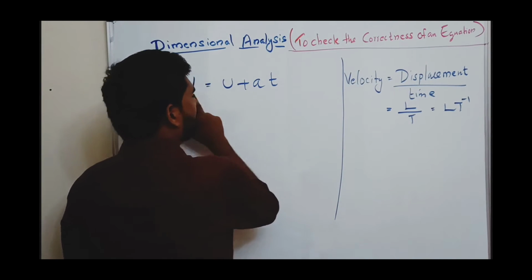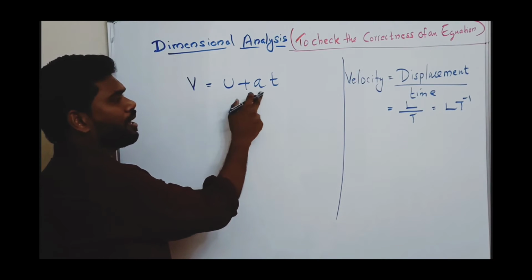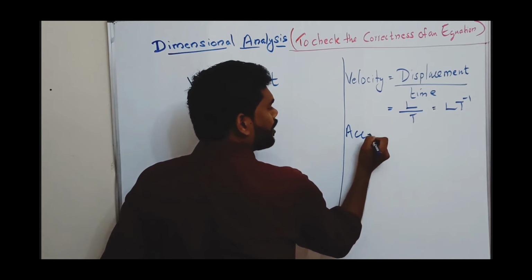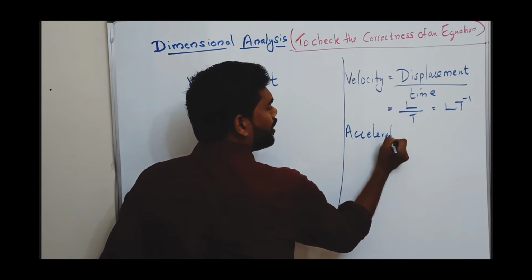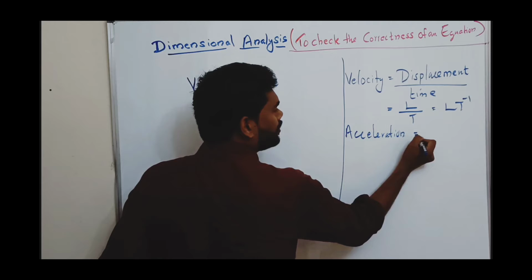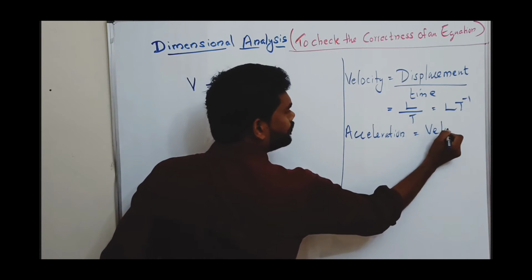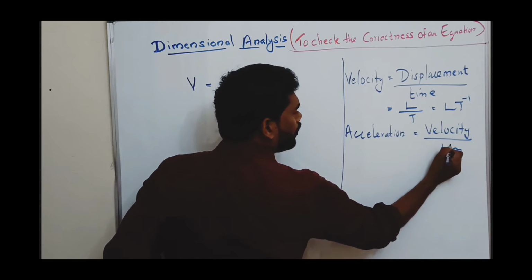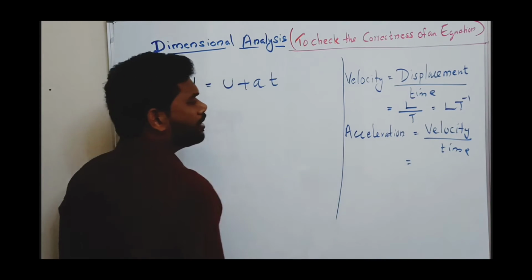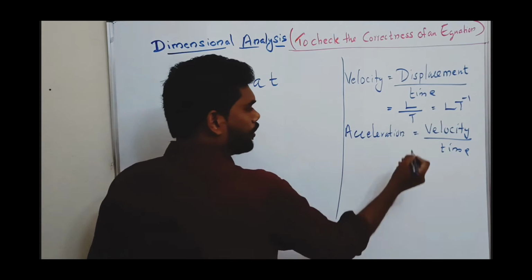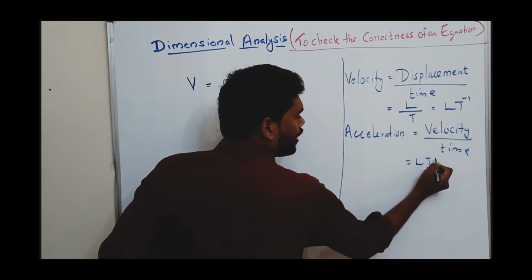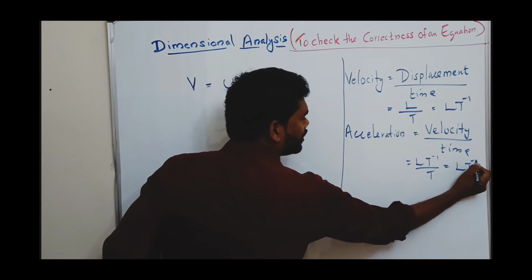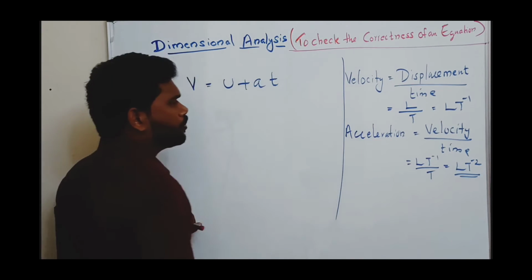Next term: this is final velocity, this is initial velocity, and a stands for acceleration. Acceleration is defined as velocity by time. So what is the dimension for velocity? Dimension for velocity we already know, LT^-1. So LT^-1 by T. So dimension for acceleration is LT^-2.